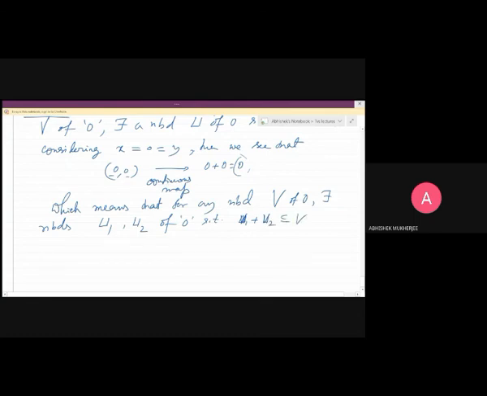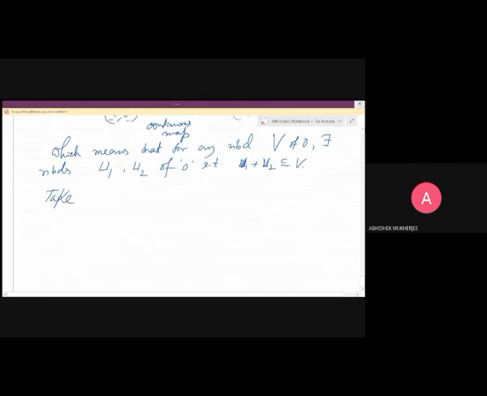Now you know that the intersection of two neighborhoods is again a neighborhood. So take U to be U1 intersection U2, which is a neighborhood at 0. Then U plus U, what is U plus U? Now U is a subset of U1 and U is a subset of U2. So then U1 plus U2 is a subset of V.